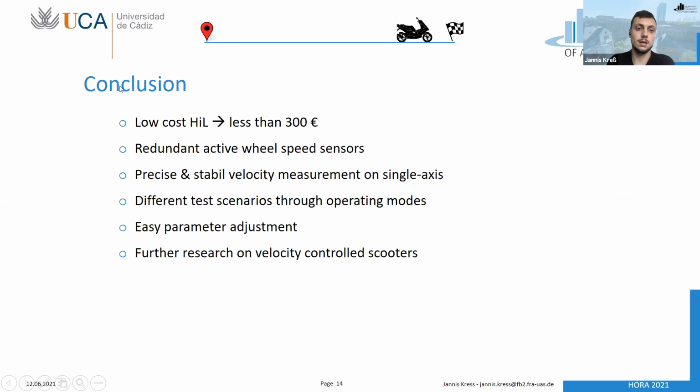So let's come to the conclusion. It's a low-cost hardware-in-the-loop test bench that costs less than 300 euros, so it's something like $320 at the moment. And I have implemented the redundant active wheel speed sensors to get a very precise and stable velocity measurement on just one single axis, on the rear axis. And I'm able to test different scenarios through the implementation of different operating modes. And the adjustment of parameters is quite easy.